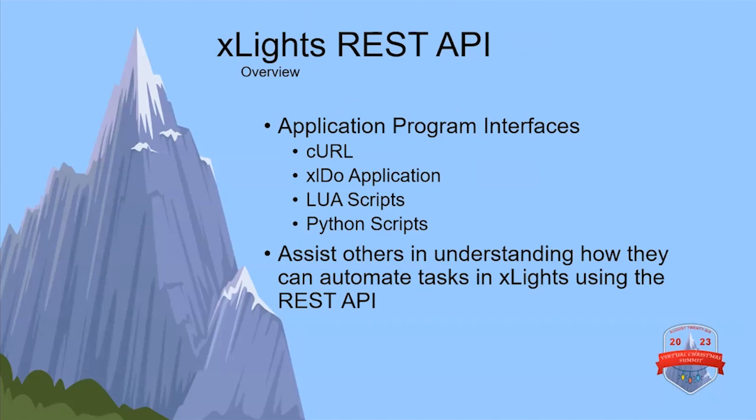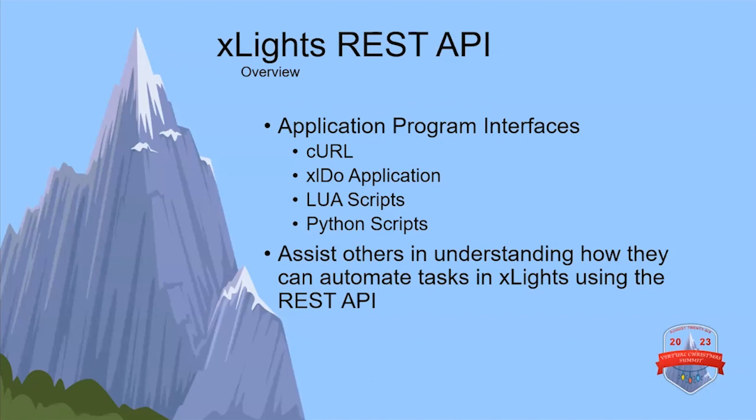You came to hear about the xLights REST API. And these are some of the application program interfaces you can use to access the xLights REST API. And you can use curl. You can use what Keith Wesley wrote, the xLDO application. There's also a built-in capability within xLights to use Lua scripts. And I hope to actually demonstrate to you today some Python scripts that I've written myself to actually use the REST API.